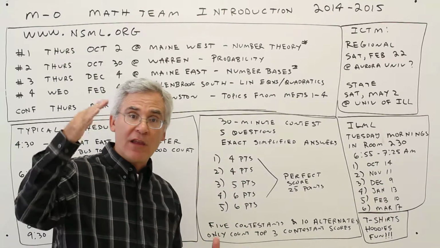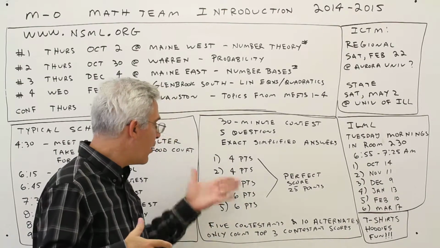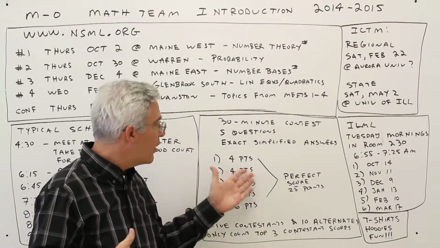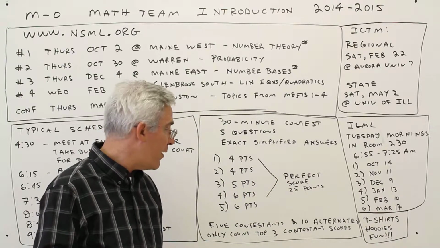And the questions increase in difficulty. The first 2 questions are supposed to be more accessible, and then they get a little bit more challenging. So 25 points is a perfect paper for an individual.